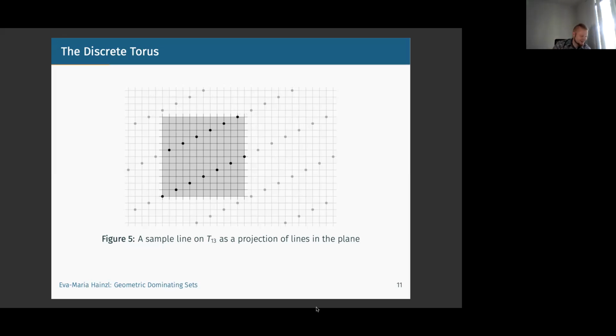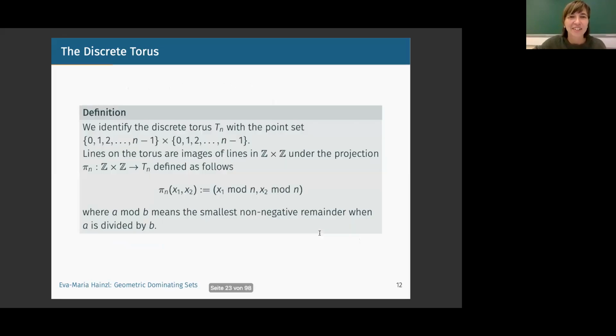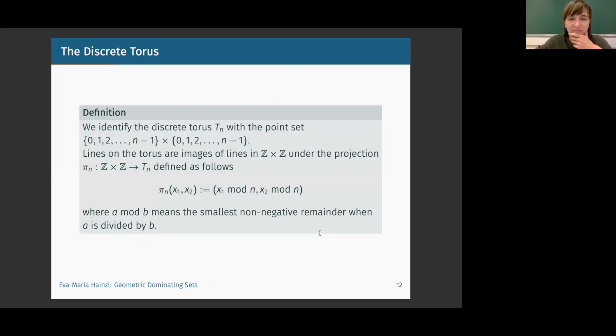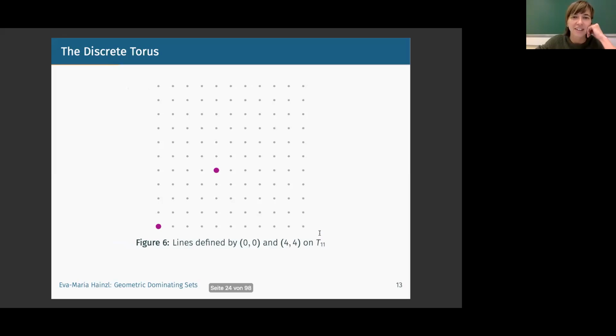Carry on. Okay. Perfect. It's very good that you're asking these questions, because there's no point in doing this talk if I lose you already in the beginning. Right. So this was the intuitive thing. This was the formal thing. And now maybe let's make some observations about lines on this torus.